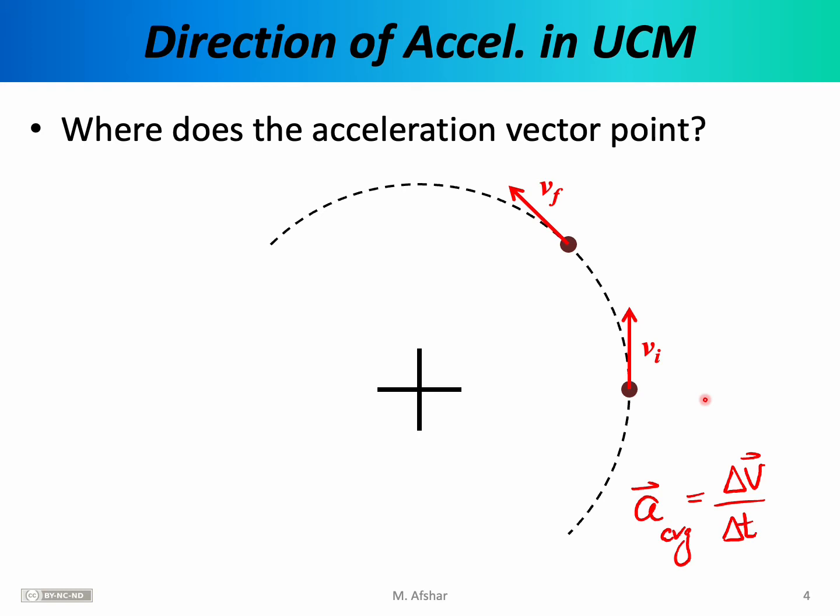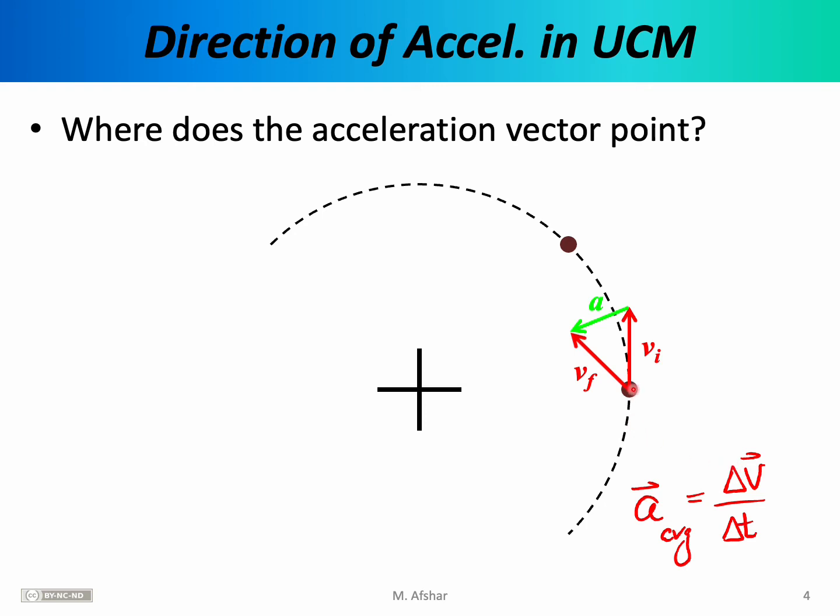Remember that to subtract vectors geometrically, we must follow a very specific recipe. We must begin by placing the vectors tail to tail and then connecting the open ends. So I have moved v final so that its tail coincides with the tail of the initial velocity vector. And now by connecting the two ends, I can figure out what delta v is.